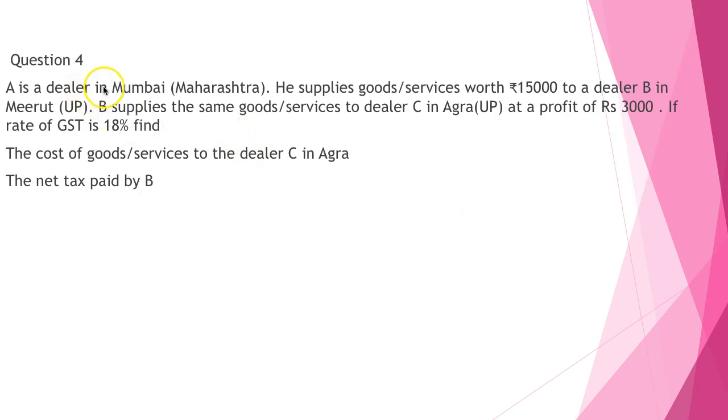Coming to question 4, A is a dealer in Mumbai. He supplies goods services worth rupees 15,000 to a dealer B in Meerut. B supplies the same goods services to a dealer C in Agra at a profit of rupees 3,000. If the rate of GST is 18%, find the cost of goods services to the dealer C in Agra and the net tax paid by B.